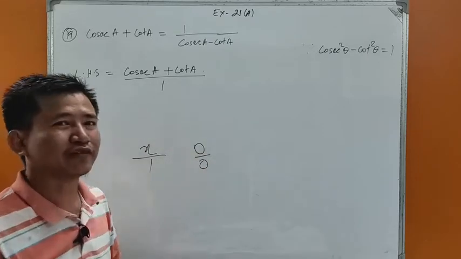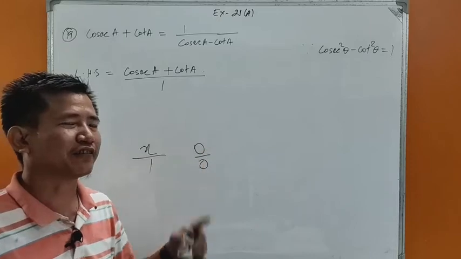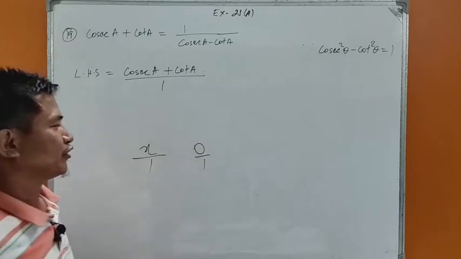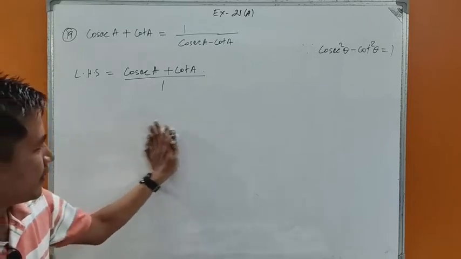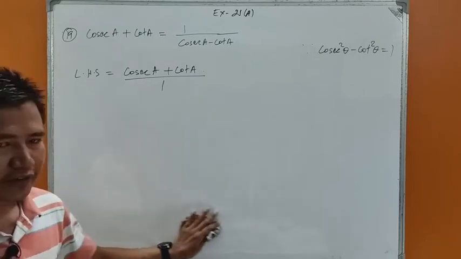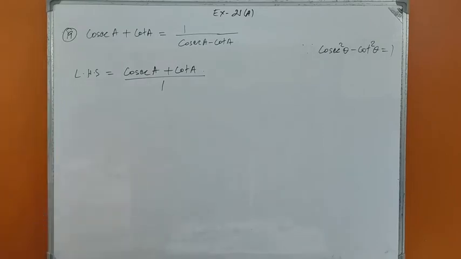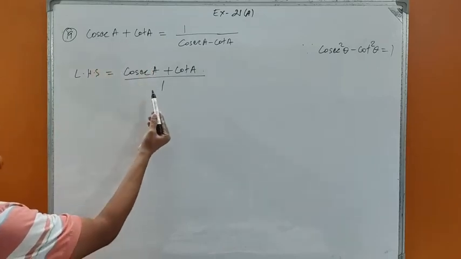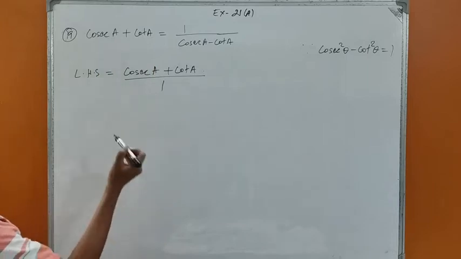0 upon 0 is undefined. So if we write 0 also, there is always 1 in the denominator. Please keep this in mind. When there is no number in the denominator, we should understand there is 1 in the denominator. So here we have cosec A plus cot A, which means there is 1 in the denominator.